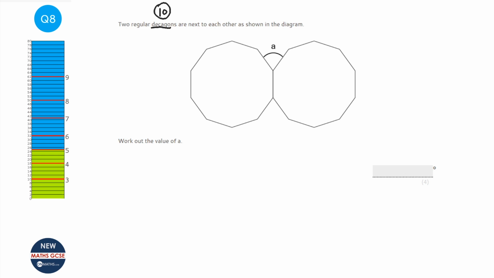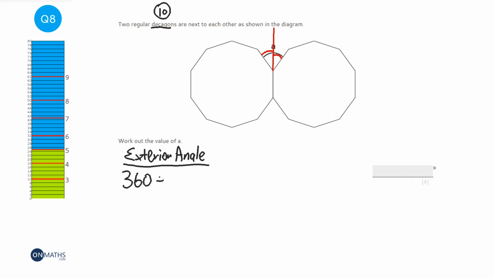A quicker way maybe, and especially on the non-calculator paper, but it works on both papers, is to draw a line up here and realise that you've got 2 exterior angles there. And the beauty of exterior angles for polygons is they always add up to 360. So to work out the exterior angle, always write down what you're working out. All you need to do is 360 divided by the number of sides the regular polygon has, and they have to be regular, otherwise you can't just divide them, because we're assuming they're the same.